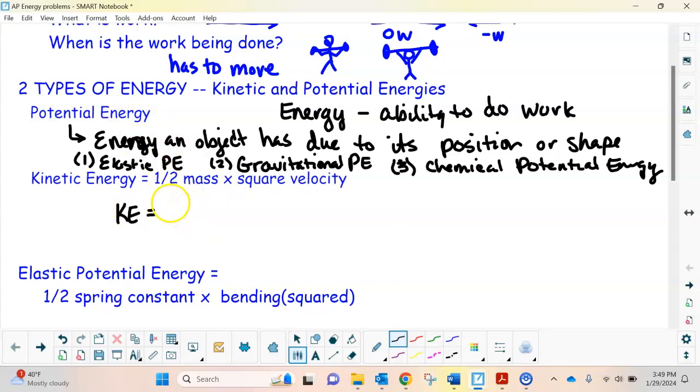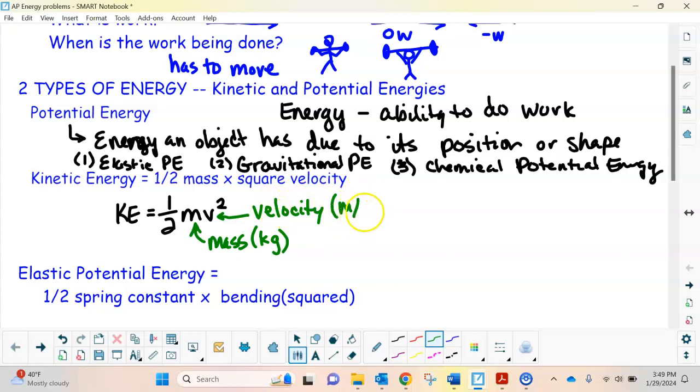Anyway, so we've got 1/2 mv squared, and you know these already. This is the mass. This one right here must be in kilograms. The velocity is measured in meters per second, and it must be in meters per second. Kinetic energy is energy. Remember, energy is the ability to do work, so all energy is measured in joules. So this right here will be in joules too, and that works pretty nifty.